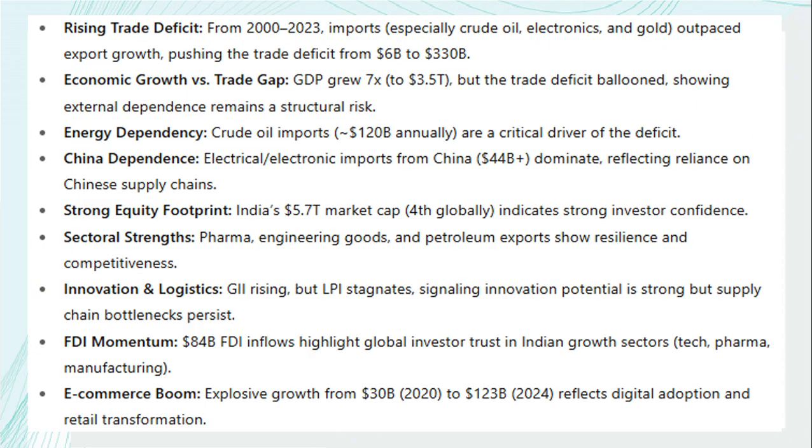So these are the insights. Rising from 2000 to 2023, the trade deficit has increased from 6 billion to 330 billion, and we have a lot of energy dependency, that is crude oil imports are a critical driver of the deficit. And we have China dependence, like electrical or electronic components from China are dominating. Pharma, engineering goods and petroleum exports show resilience and competitiveness, and e-commerce growth from 30 billion to 123 billion reflects digital adoption and retail transformation.